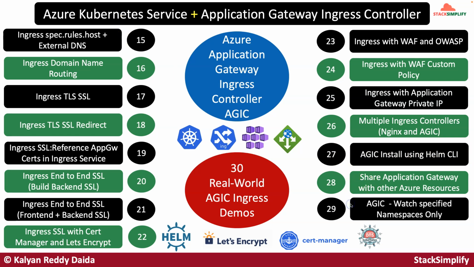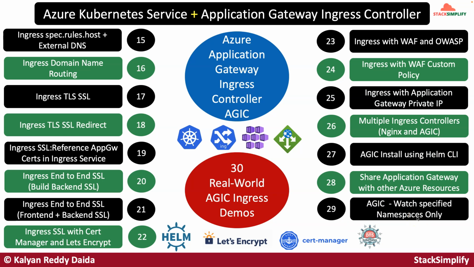In addition to that, there is one more, which is AGIC watch specified namespaces only. So when you add application gateway ingress controller as AKS add-on, you don't have an option to customize and tell your AGIC to only monitor specific namespaces in your AKS cluster to sync the ingress related changes to the application gateway. So that option is not available when you use AKS add-on. But when you use AGIC with Helm charts, right? AGIC installation using Helm charts, so you can watch specified namespaces.